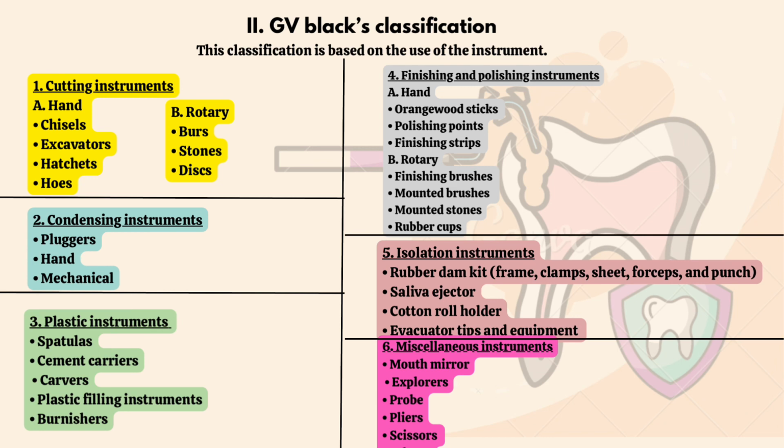A. Hand: orange wood sticks, polishing points, finishing strips. B. Rotary: finishing brushes, mounted stones, rubber cups. 5. Isolation instruments: rubber dam kit, frame, clamps, sheet, forceps, and punch; saliva ejector, cotton roll holder, evacuator tips and equipment. 6. Miscellaneous instruments: mouth mirror, explorers, probe, pliers, scissors, others.